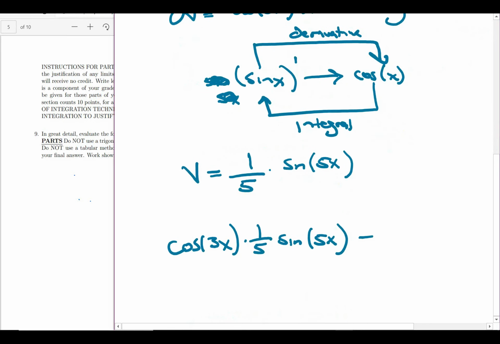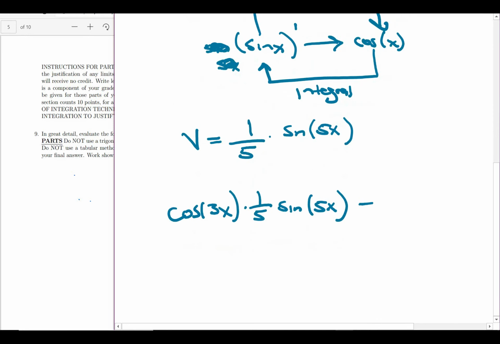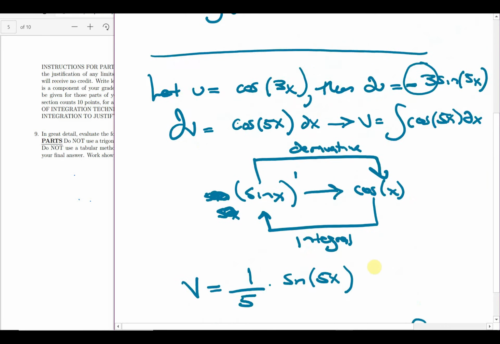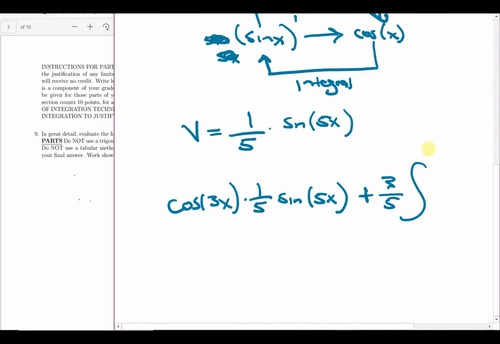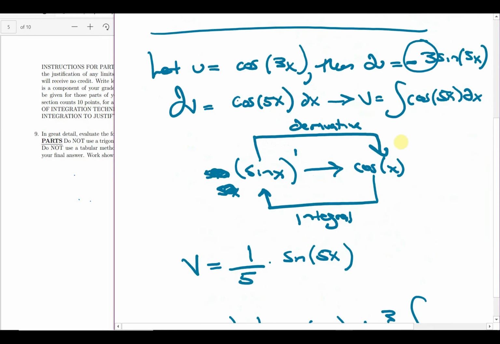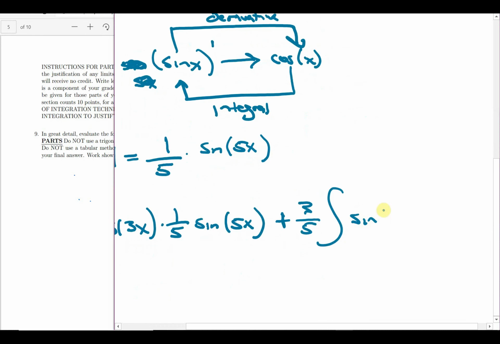So you have minus 1/5, but du was 3. Minus 3, so minus 3. So this becomes a plus 3/5. We're just taking that out. I took the 3 right here, the minus 3 times the 1/5. And then this is sine 3x, sine 5x dx. I believe that's sine 3x.